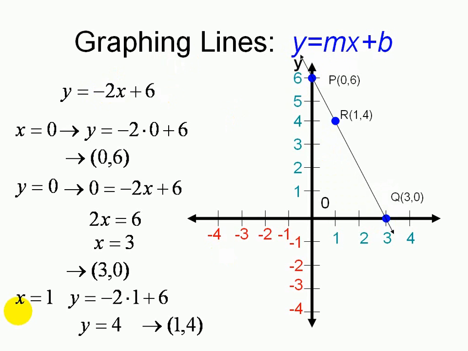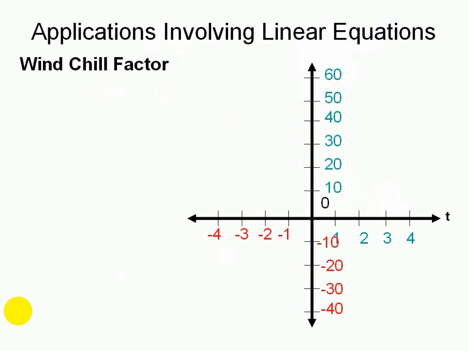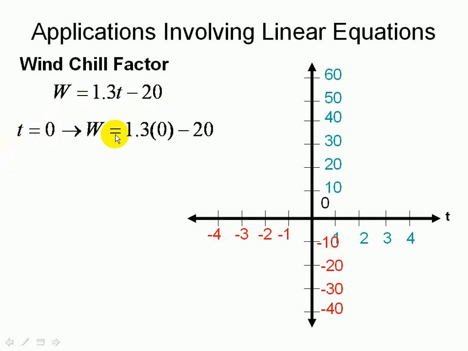Now let's look at an application involving linear equations. In this case we're going to discuss the wind-chill factor. Let's say the wind-chill factor is governed by the following relationship, where W is equal to 1.3 times T, where T is the temperature, minus 20. Now we'll substitute T equals 0 into this equation. That yields a wind-chill factor equal to 1.3 times 0 minus 20, or simply W equals minus 20. That gives us an ordered pair of 0 and minus 20. So we plot that point on this graph as follows.